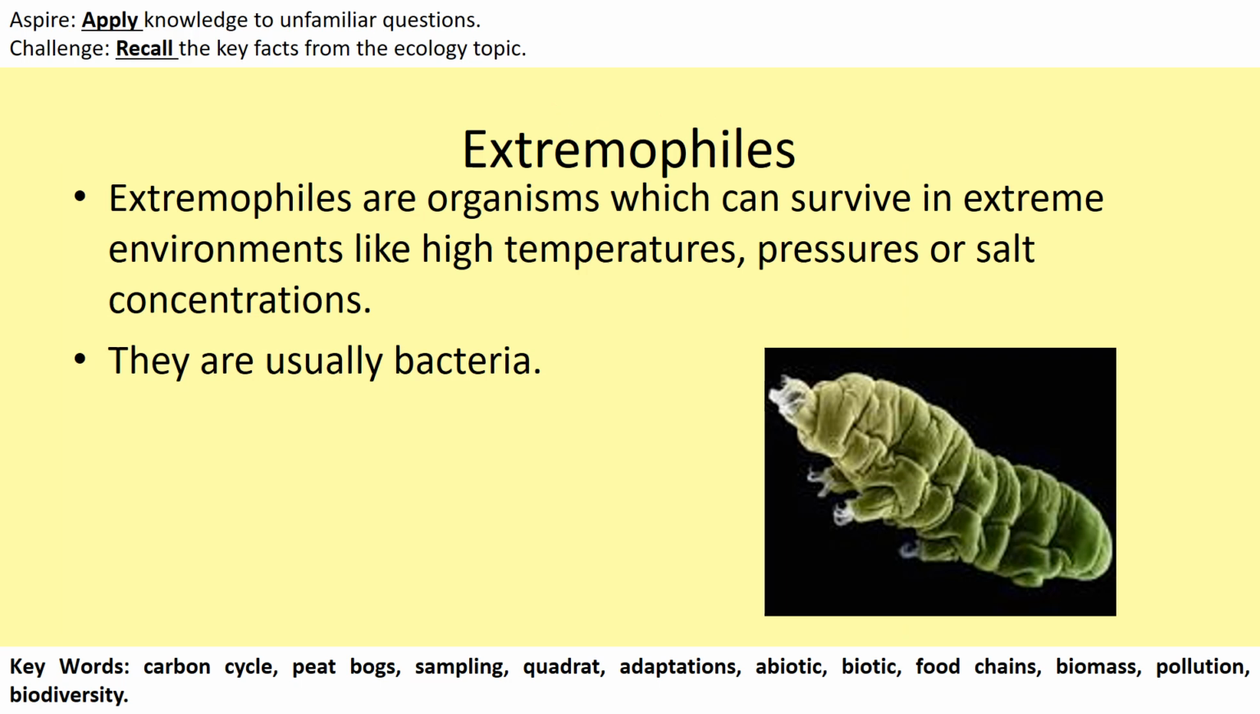There's a little bit extra on this one. These little animals, which are called extremophiles, pop up every so often in the exams. So make a note of them. Extremophiles are these little organisms which can live in extreme environments. And the environments they're talking about are high temperatures, pressure, or very salty concentrations. They are usually bacteria. There's some that have actually now been found that can survive in space, which is an extreme environment, definitely. So extremophiles, just make a note of it. They're commonly asked in exams.